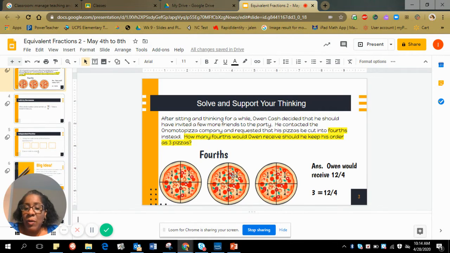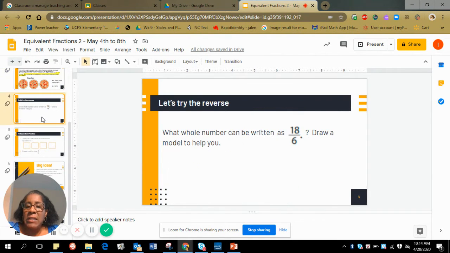We could have said, we know we have 3 whole pizzas. Each pizza has 4 parts. We could have said 3 wholes times 4 parts would give us 12 parts, and this is what our numerator is. So that's just another way to look at it. Hopefully you have gotten that. Let's look at it in the reverse.